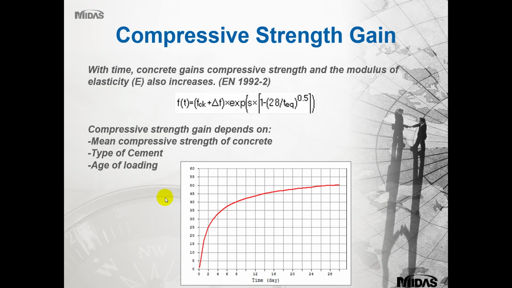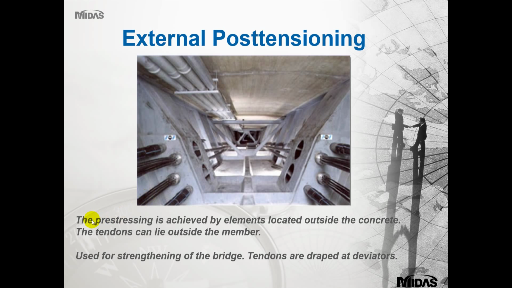Now we see the external post-tensioning. The pre-stressing is achieved by elements located outside of the concrete. The tendons can lie outside of the member, as I'm sure some of you are aware from reading the NCE and different articles, that the Hammersmith overpass is supposedly going to have this happen on it. It's used for strengthening of existing bridges, so the tendons are added to the inside, and the tendons are draped over deviators, and the deviators are indicated here.